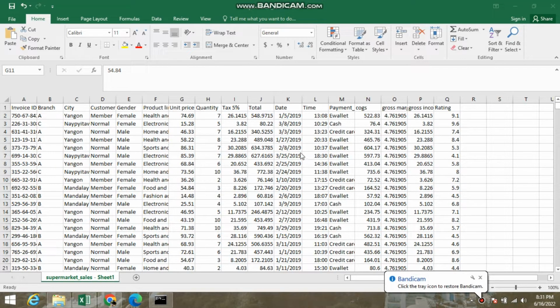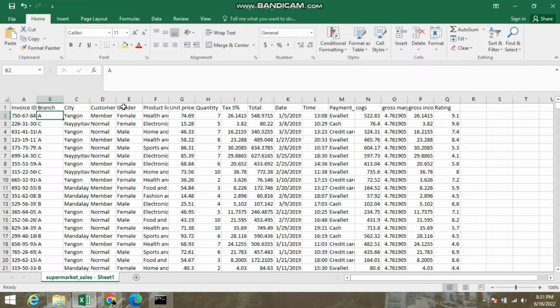So, hi, good evening. Today we are here again with another data set. It's of a Superstore. The store has around three outlets in three different cities, so it has three branches, A, B, and C. These three branches are located in three different cities.